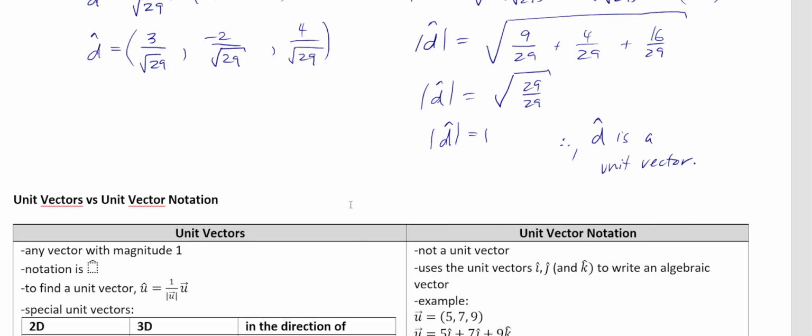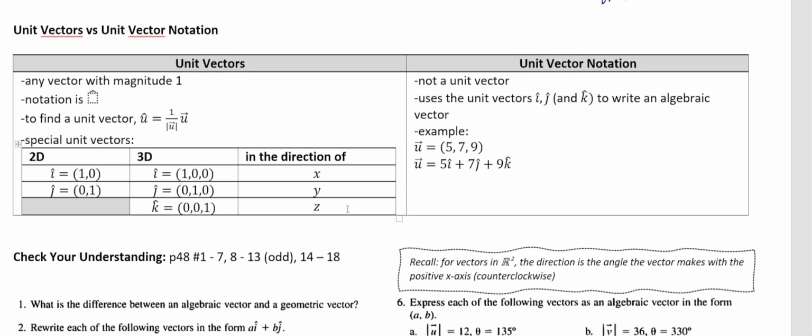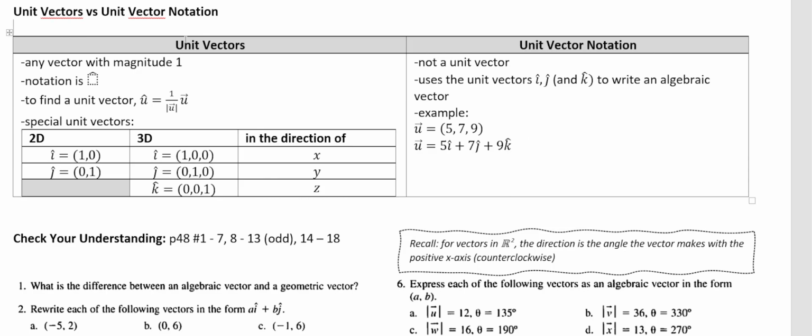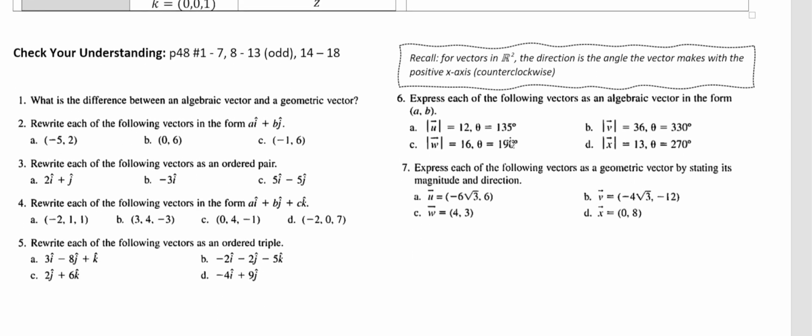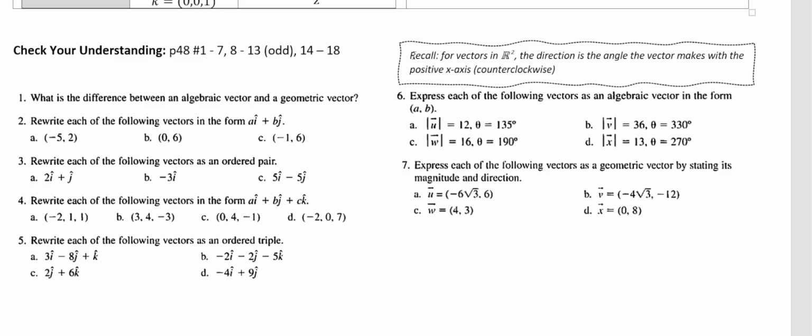We've got some information here to go over in terms of unit vectors and unit vector notation, and then the homework is listed right here. Recall, for vectors in 2 space, the direction is the angle the vector makes with the positive x-axis, counterclockwise. So those are vectors in 2 space.